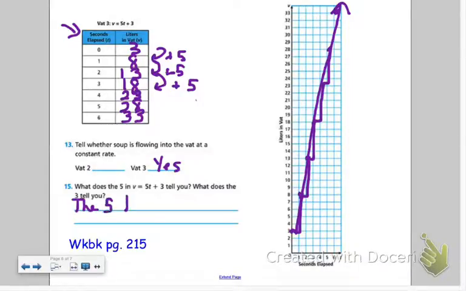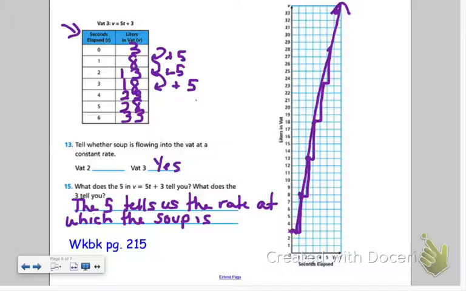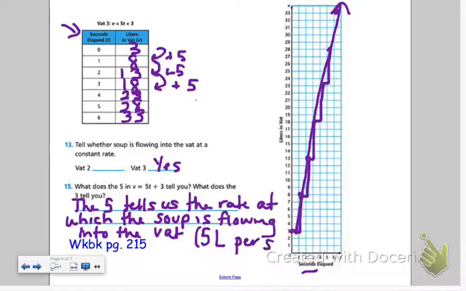The 5 tells us the rate at which the soup is flowing into the vat. In this case, it's flowing at 5 liters per second, because seconds was the unit. So 5 liters per second. That's our unit rate, 5 liters per second. So our coefficient is telling us the unit rate. And we saw that in previous lessons. The coefficient tells you the unit rate.